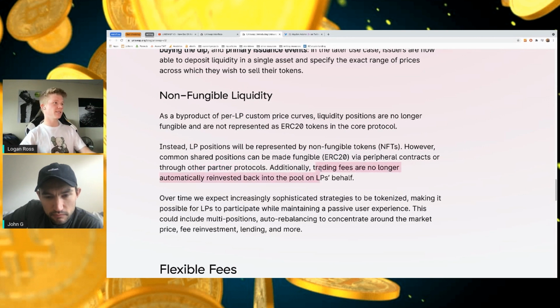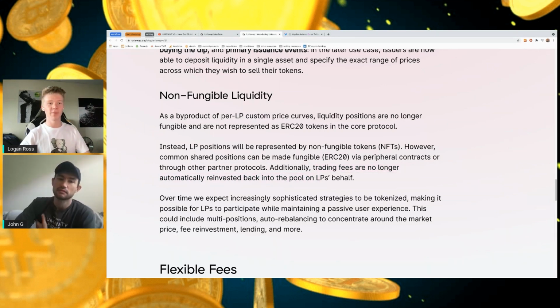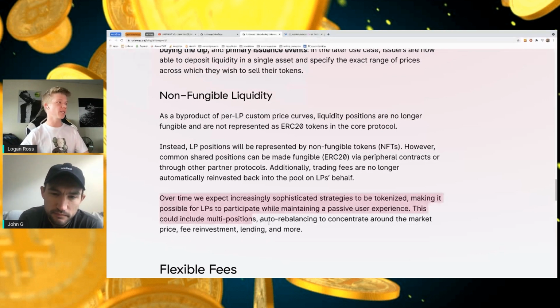automatically reinvested. That's not exactly relevant to what we're talking about now. But the biggest thing about all of this for me is this part right here. Over time, we expect increasingly sophisticated strategies to be tokenized, making it possible for liquidity providers to participate while maintaining a passive user experience. This can include multi-positions, auto rebalancing to concentrate around market price, fee reinvestment, lending, and more.